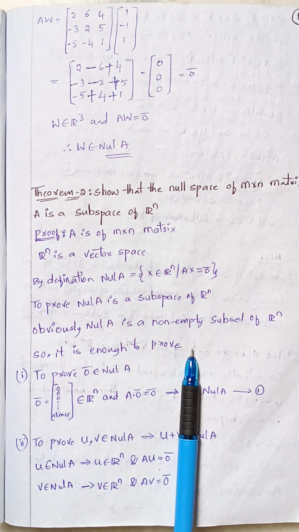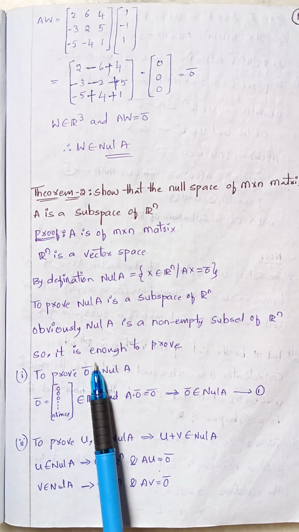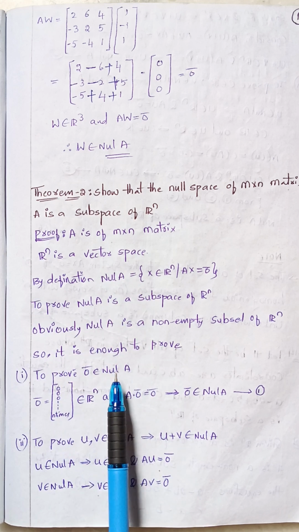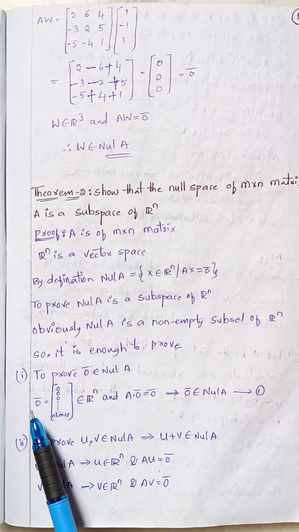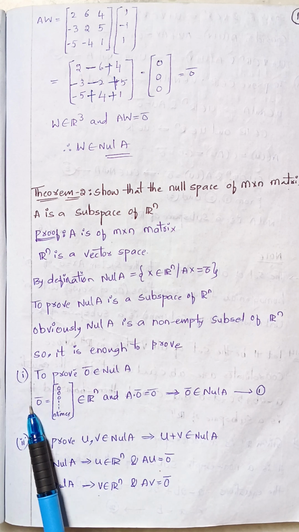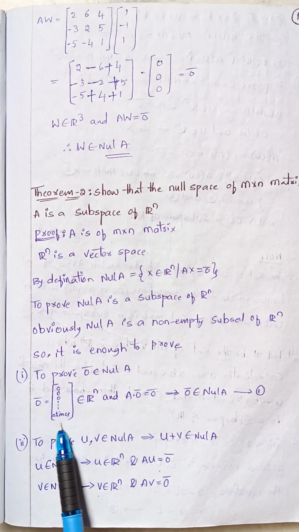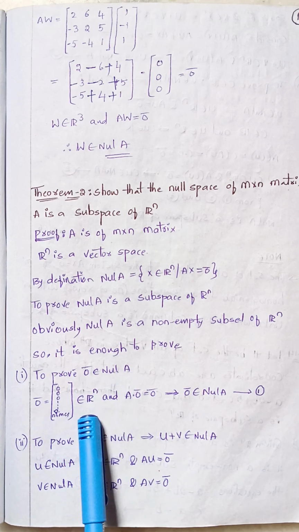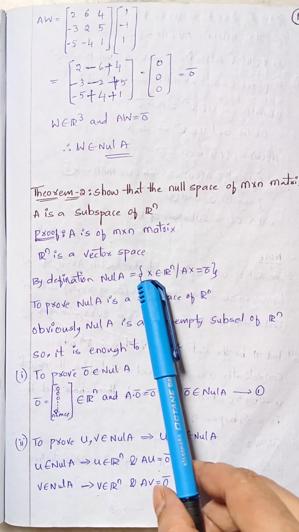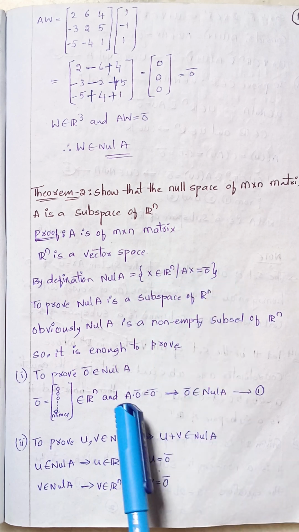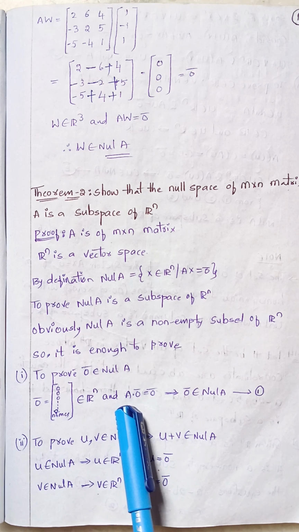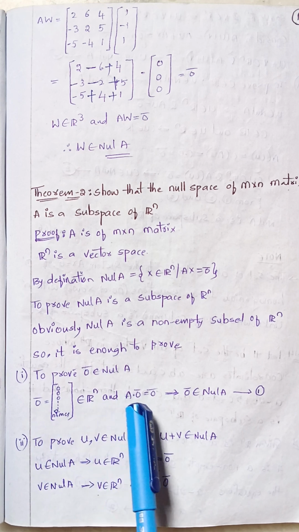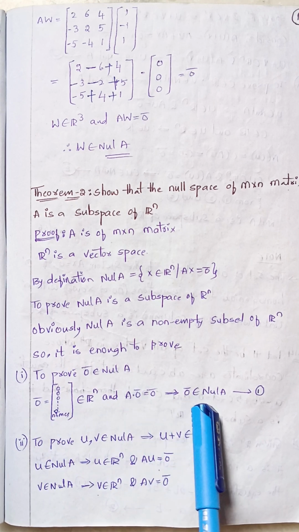So it is enough to prove the 3 subspace conditions. First, 0 bar belongs to the subspace, here null A. 0 bar must have n number of entries, right? So 0 bar we can write as 0 0 0 up to n times. So it obviously belongs to R power n, and we also need Ax equal to 0 bar. Obviously, matrix A into the 0 vector is the 0 vector, right? So it belongs to R power n and A 0 bar equals 0 bar. So 0 bar belongs to null A.